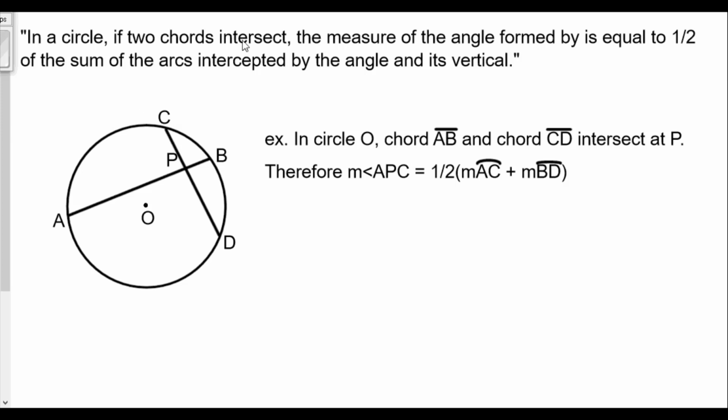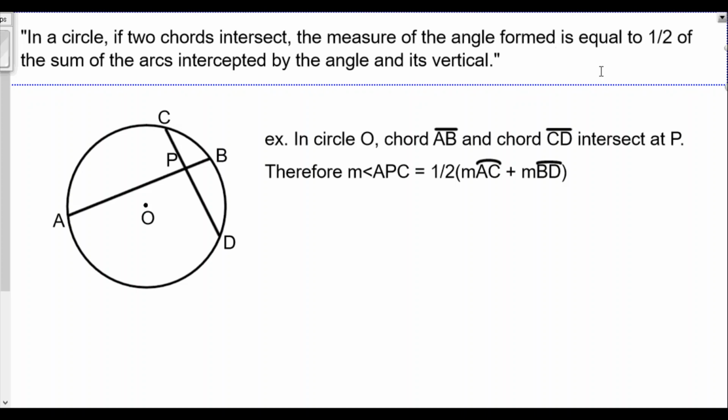Sorry, I put the word "by." I'm not sure why I put that there. So the angle formed is equal to 1/2 of the sum of the arcs intersected by the angle and its vertical.